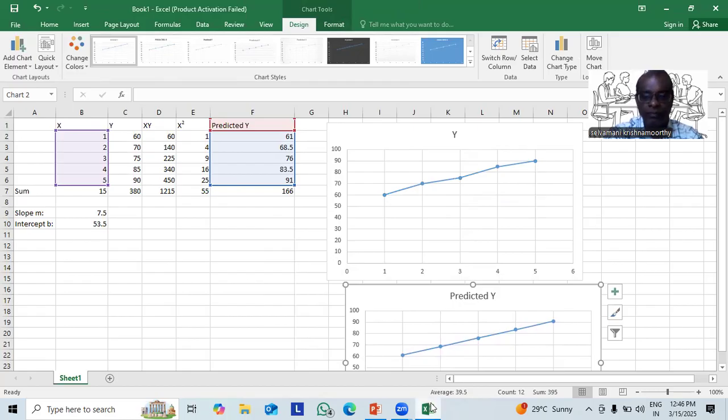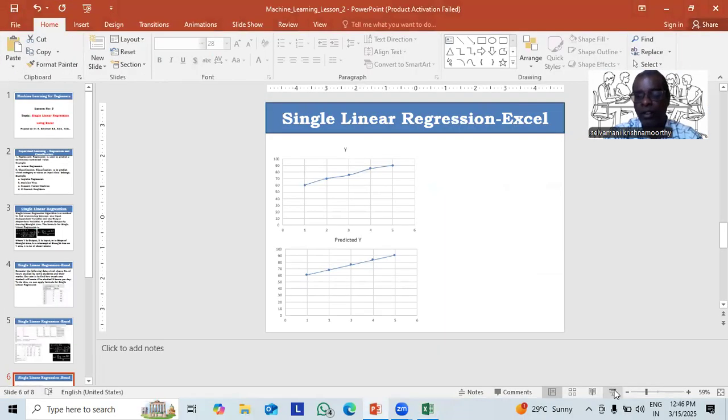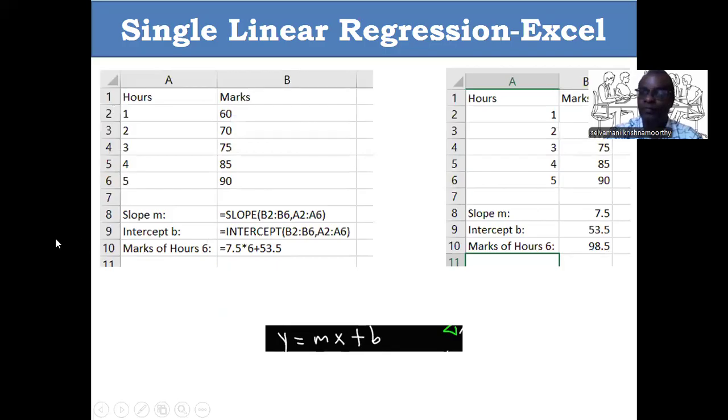What is our aim? See here. If any student studied for 6 hours, how much mark will he get? Same thing, we already know very well: y equals mx plus b. M we already found out is 7.5. Here x is 6. B is 53.5. We get 98.5. Okay. Let me check.